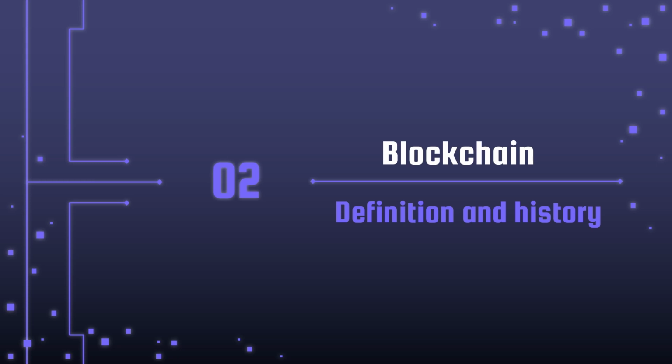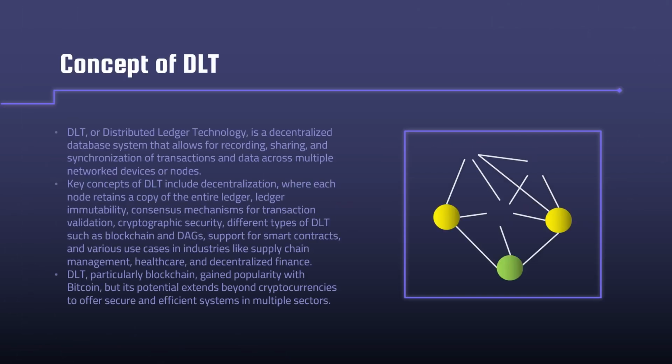Chapter 2. Blockchain Definition and History. DLT, or Distributed Ledger Technology, is a decentralized database system that allows for recording, sharing, and synchronization of transactions and data across multiple network devices or nodes. Key concepts of DLT include decentralization, where each node holds a copy of the entire ledger, ledger immutability, consensus mechanism for transaction validation, and cryptographic security.